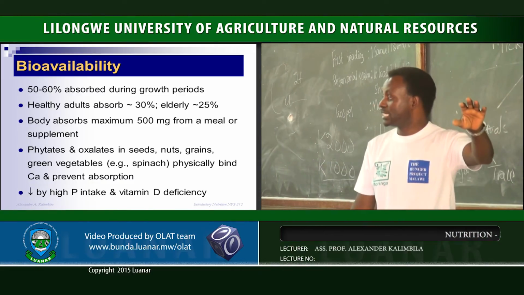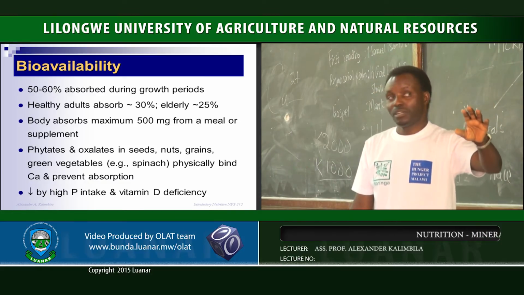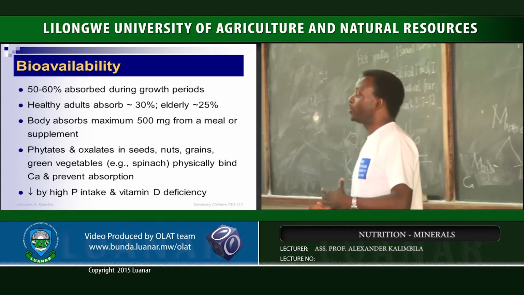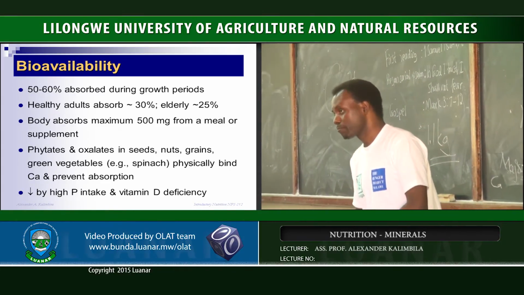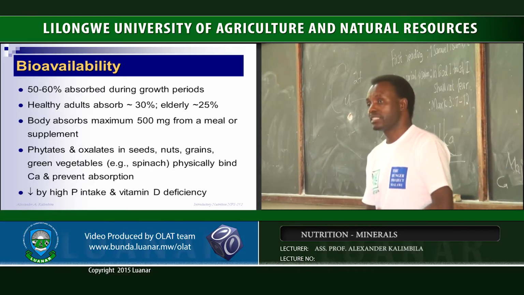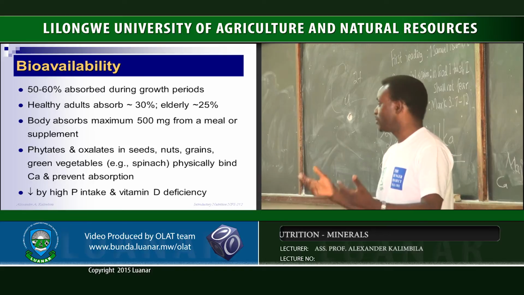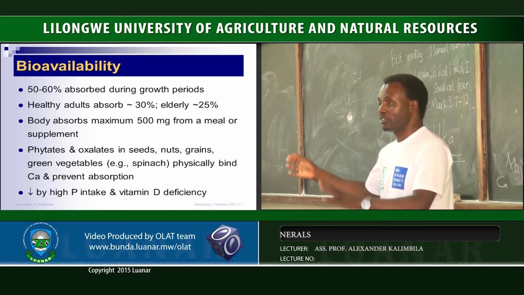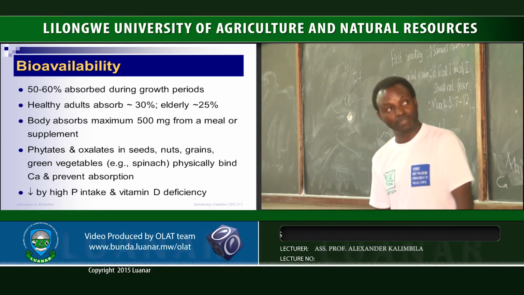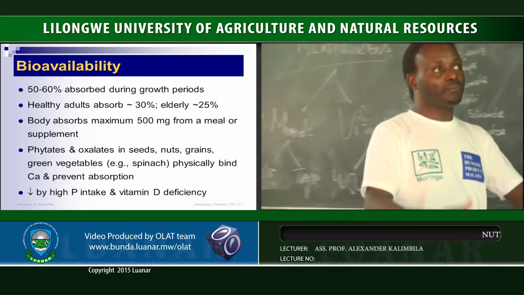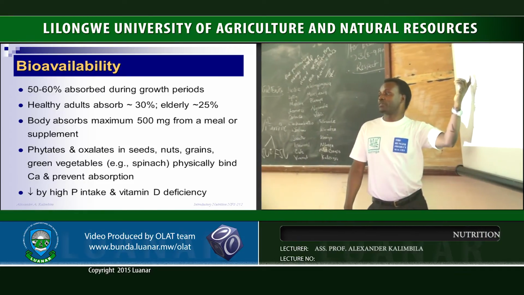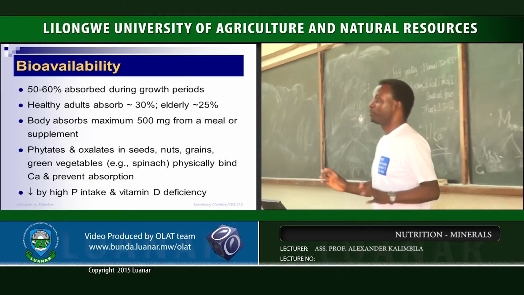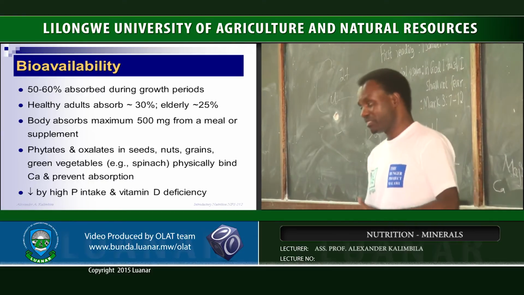Healthy adults, 30%. When you grow even older, you qualify to become the elderly, it goes even much lower to 25%. So your grandma, my grandma, at best, if they're in good health, they're going to take only 25%. You give them 100, they'll take 25. Give them 1,000, they'll take 250. That's the challenge with calcium. The body, at maximum, either from a supplement or from a meal, will absorb only 500 milligrams of calcium. That's at best. To say this body is working at the best condition, 500 milligrams.